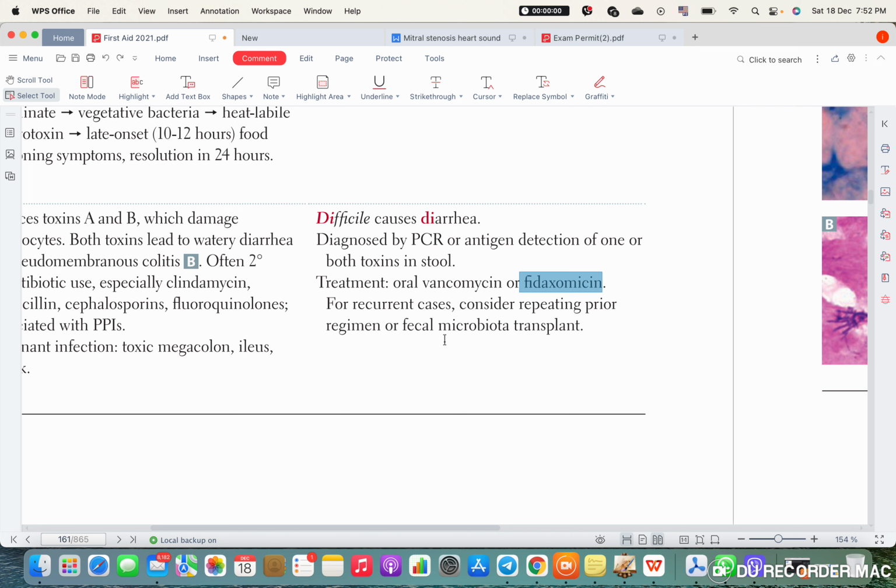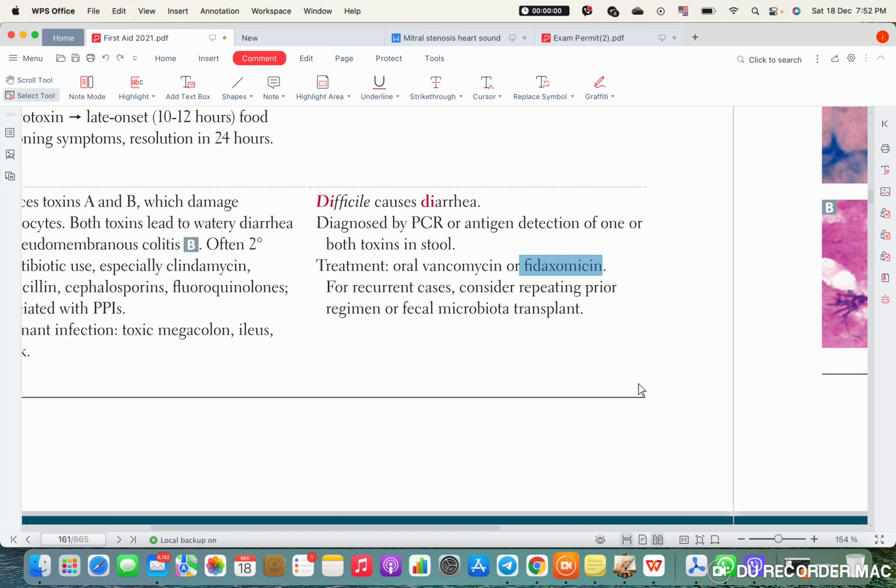So the next thing we are going to speak about, for recurrent cases, you need to consider repeating the vancomycin regimen or fecal microbiota transplant. Now I have a question, guys. This fecal microbiota transplant, where do we get it from? Where do we get the feces? Because you understand, this is just taking feces from someone and giving it to someone. It's getting it from a donor.